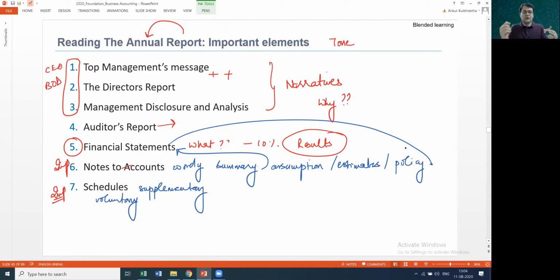Okay, so any good analyst, and one of you and all of you will become wonderful analysts. But the difference is between an average analyst and a good analyst. An average analyst will start focusing on the financial statement, whereas a good analyst will always focus on the narratives more.